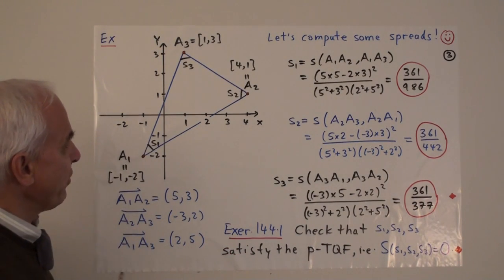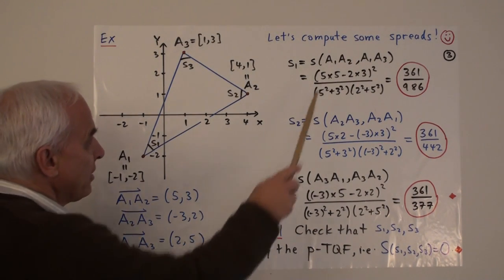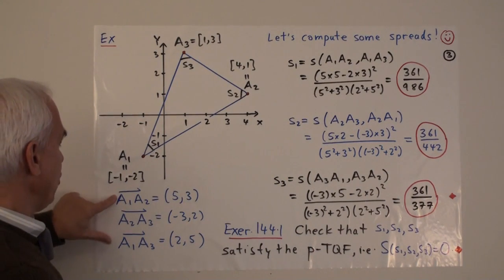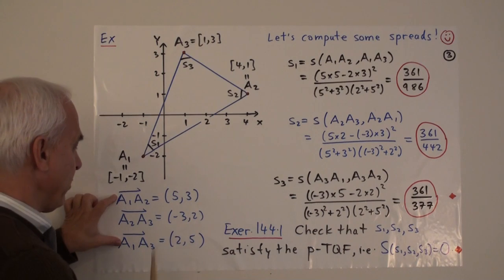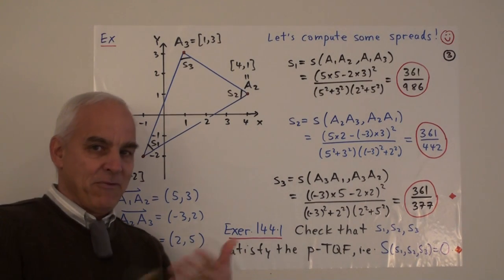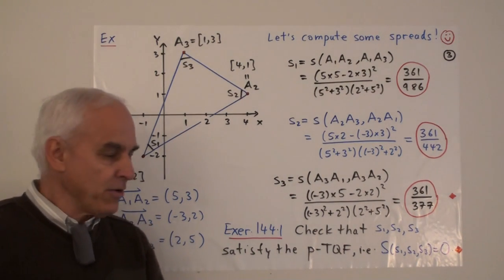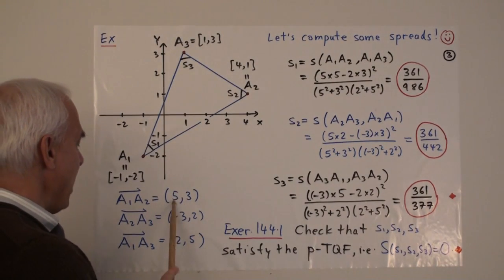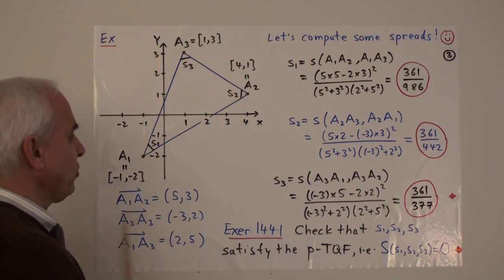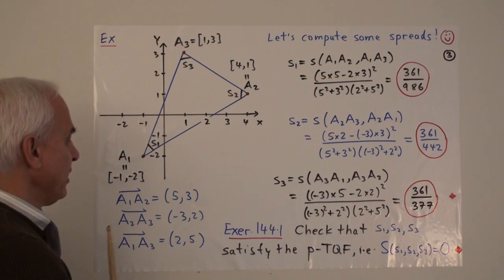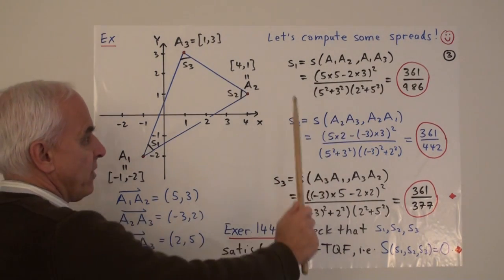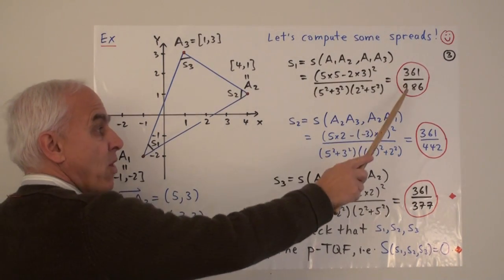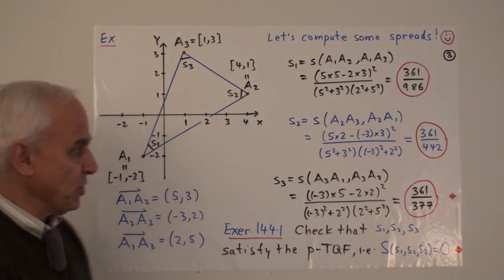So the first spread S1 is the spread between A1A2 and A1A3. So it's these two vectors that we're going to use, and it's the same formula that we've been using all along for the projective quadrances. So (5 times 5 minus 3 times 2) all squared, divided by (5 squared plus 3 squared) times (2 squared plus 5 squared), for a total of 361 over 986, which you can check.